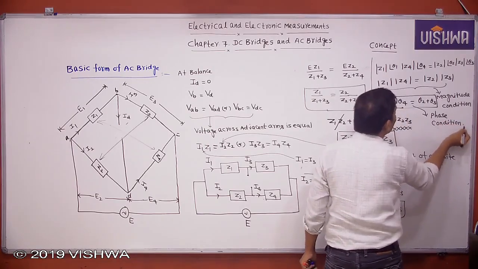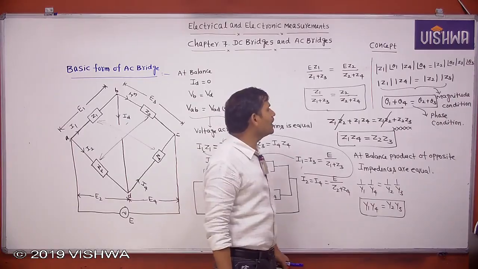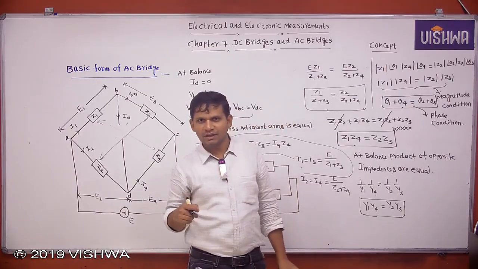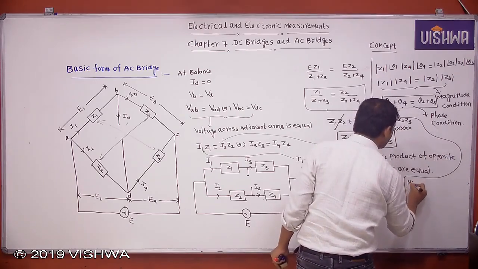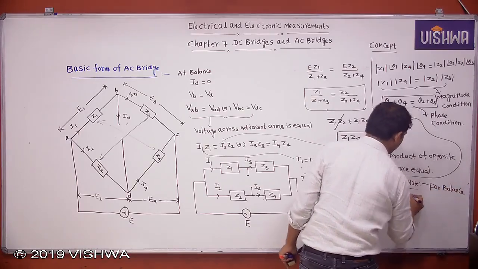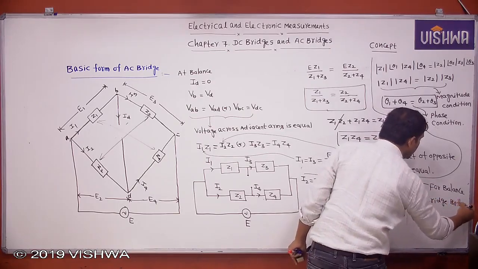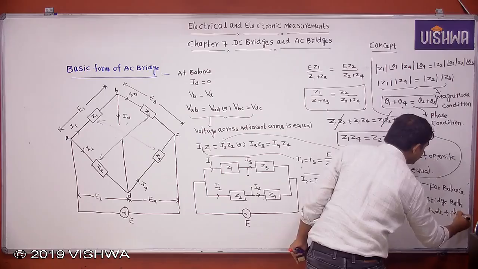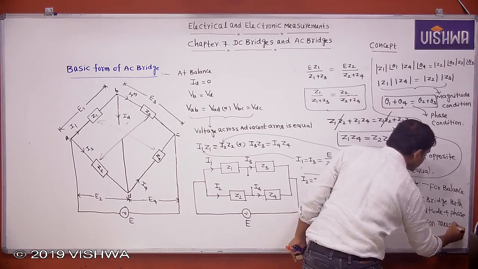That means for balance of any AC bridge, two conditions must be satisfied. One is the magnitude condition and the other one is the phase condition. If any one condition is not satisfied, the bridge is unbalanced. This is an important observation. Therefore, you write as a note: for balance of an AC bridge, both magnitude and phase condition must be satisfied.